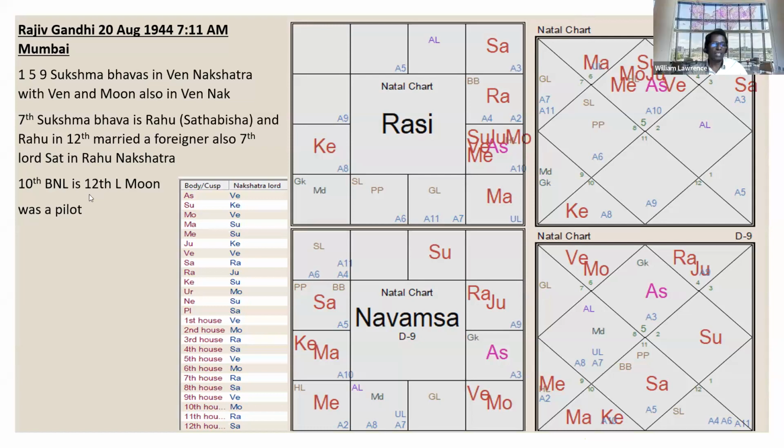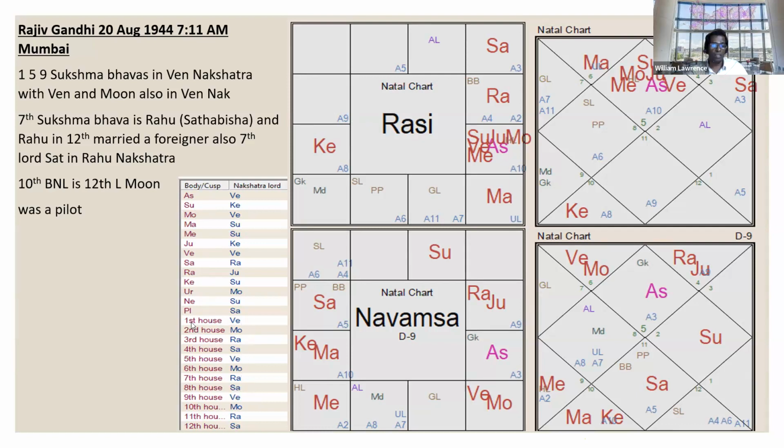See, his 10th nakshatra lord is Moon. Moon is the 12th lord. He was a pilot, initially a pilot. See, his marriage, his looks, his background, why he married a foreigner, and his profession are all clear when you understand the nakshatra lords. So when you look at the horoscope, you don't take the Rasi lords alone. Also understand this aspect. This will reveal a lot.